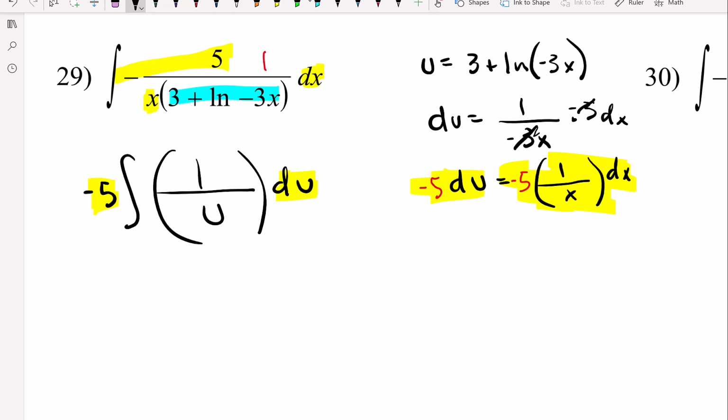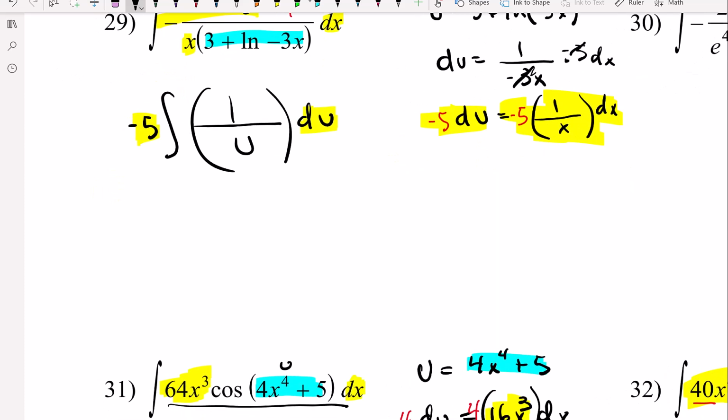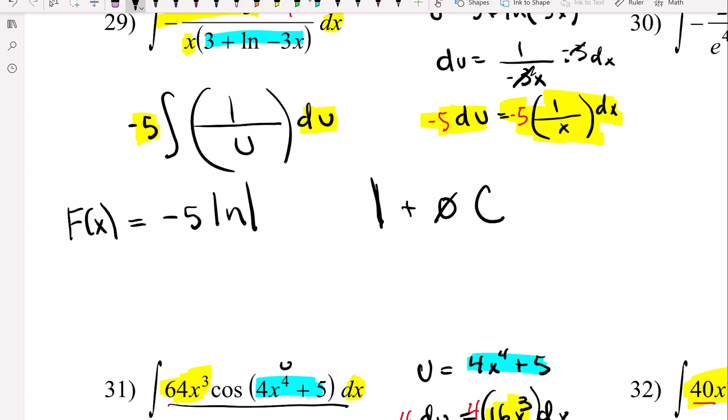All right? So remember, just like if you had 1 over x, the antiderivative would be this. So that's what we're going to do here. So the antiderivative: the negative 5 times ln, absolute value of u, plus 0, and the antiderivative of 0 is c.